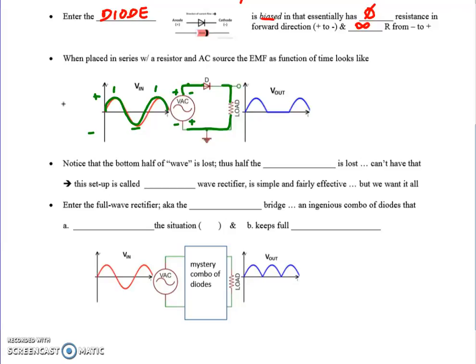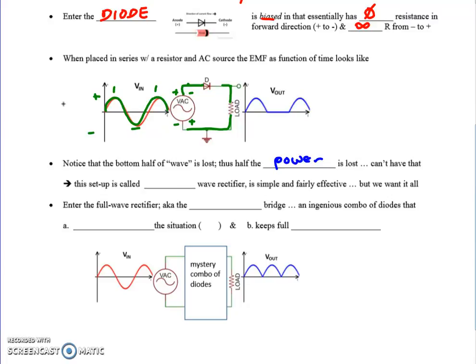We have a positive voltage that changes with time, similar to the same one before, but during the negative phase of it, there's nothing, and then we're back to the positive phase, etc. So notice that the bottom half of the wave is lost, thus half the power is lost. Okay? We can't have that.